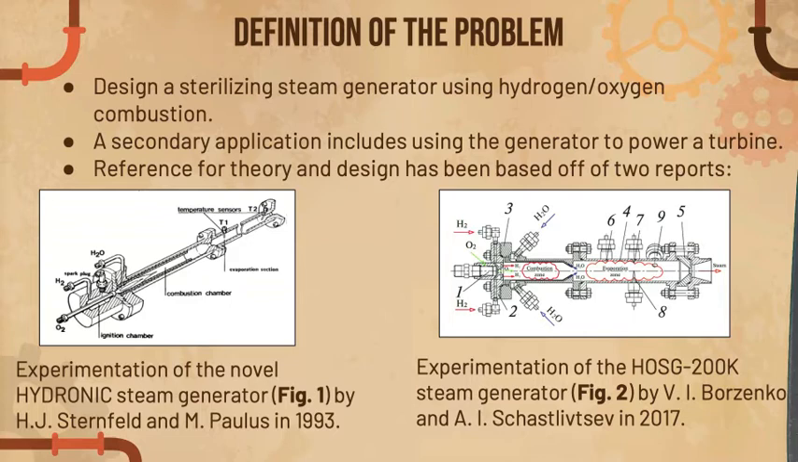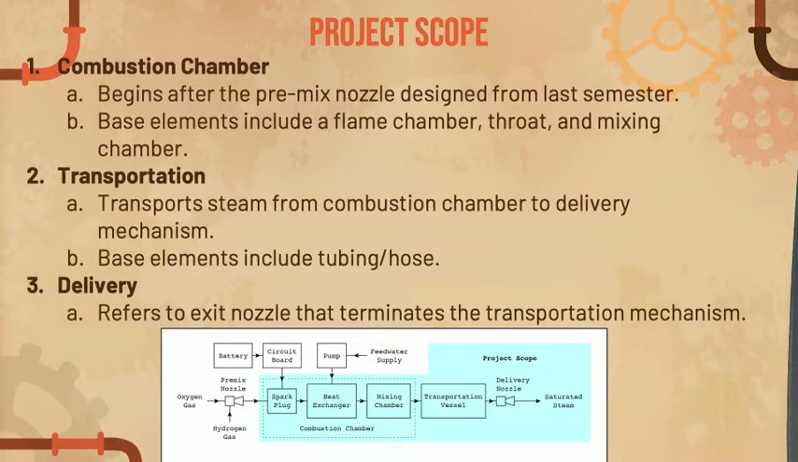Experimentation of the novel hydronic steam generator and experimentation of the HOSG 200K steam generator. The project scope for this project is broken up into three sections. In section 1, the combustion chamber, it begins after the pre-mix nozzle designed from last semester. Base elements include a flame chamber, throat, and mixing chamber. In section 2, transportation, this transports steam from combustion chamber to delivery mechanism. Base elements include the tubing/hose. And for the last section, delivery, this refers to exit nozzle that terminates the transportation mechanism.